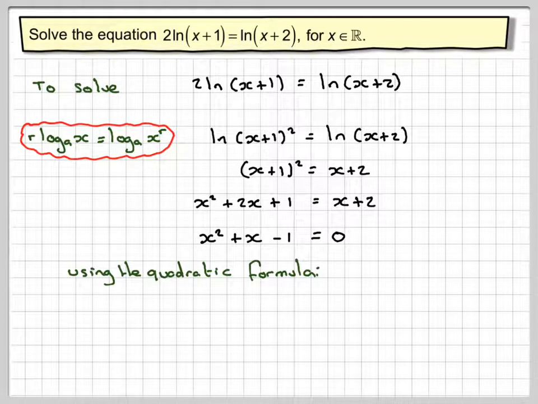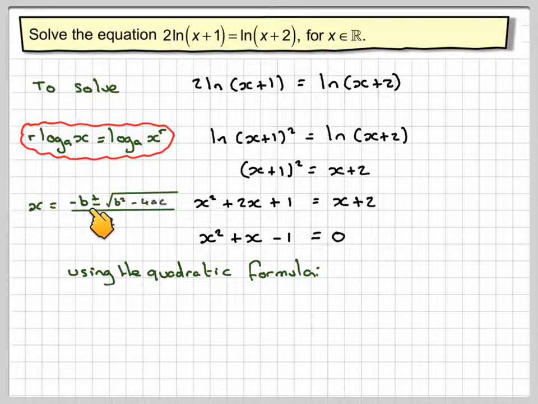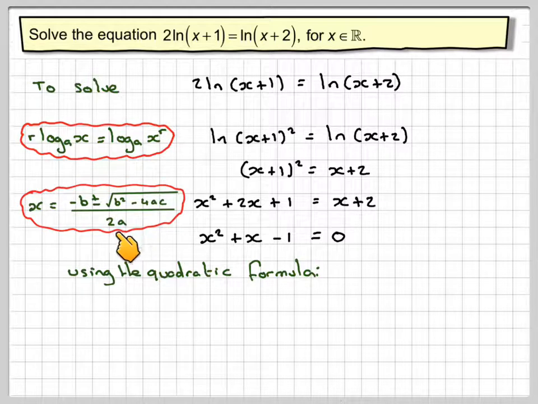You should know the quadratic formula: x is equal to minus b plus or minus the square root of b squared minus 4ac, over 2a. So there's the formula, and then underneath this you can write down ax^2 + bx + c. So a will be 1, b will be 1, and c will be minus 1.